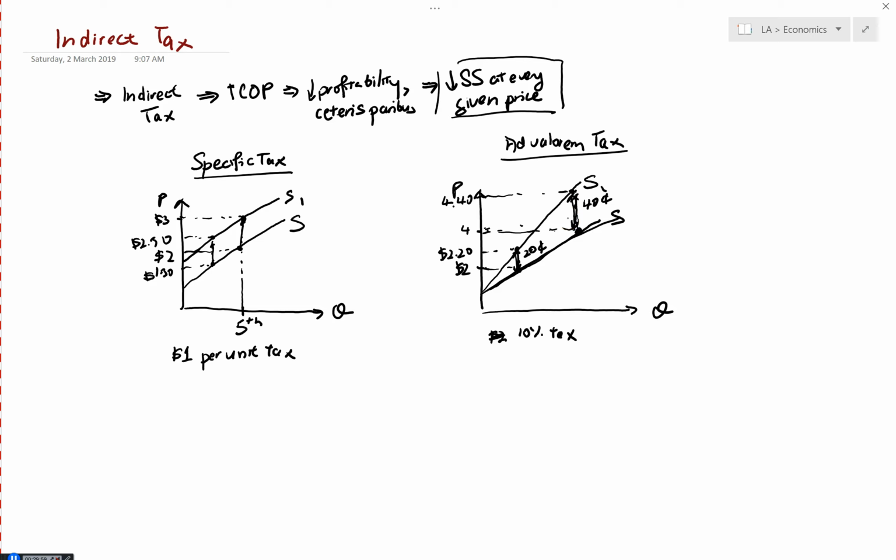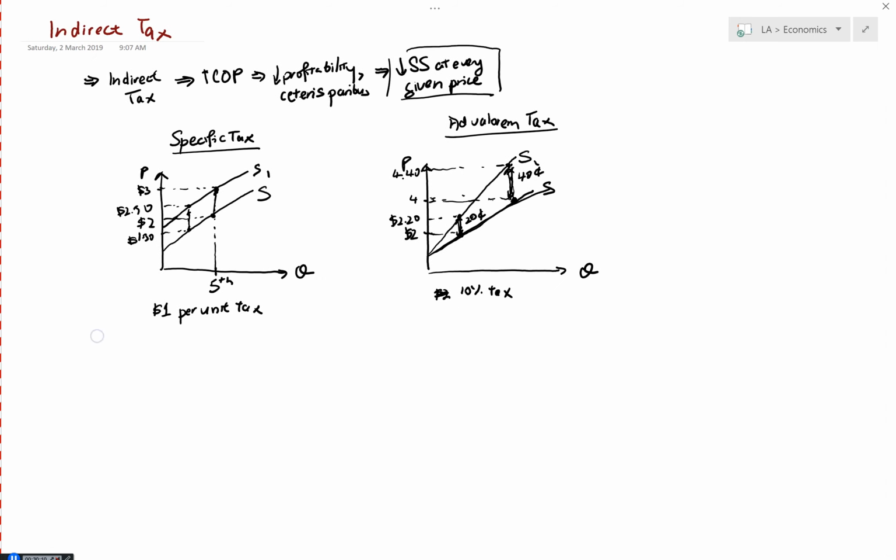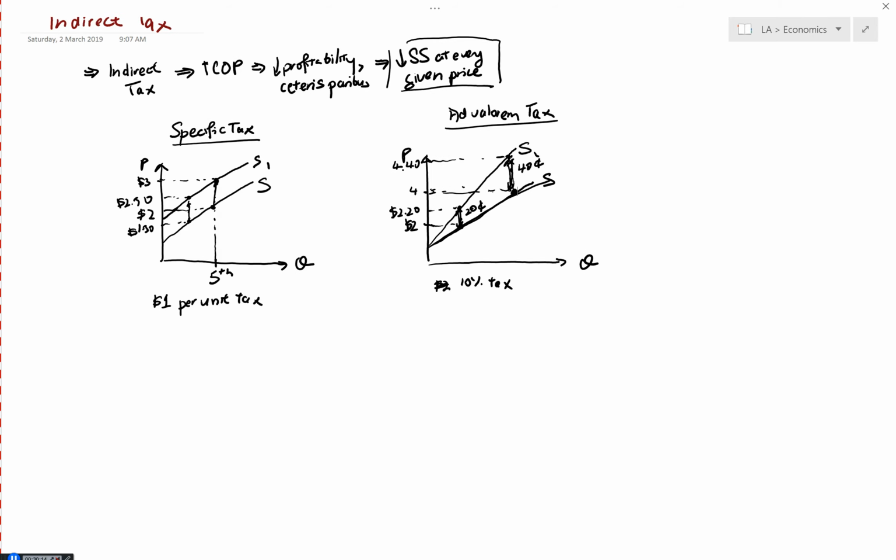At the end of the day, you just draw. If they tell you specific tax, you draw a parallel shift. If they tell you ad valorem tax, you just draw a pivotal shift. That's it. You don't have to add numbers in, just draw the curve, because that's not the main point.